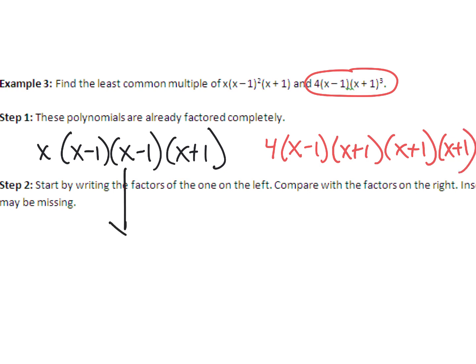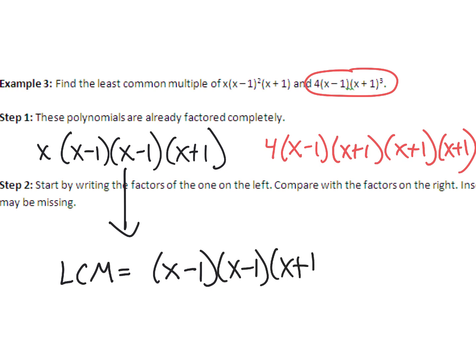I'll bring down what's on the left. So that starts as, I got 2 x minus 1s and an x plus 1. So I have 2 x minus 1s, which means I don't need that. But I only have 1 x plus 1. So I can only get rid of 1 x plus 1 up here. My last job is to insert those missing factors into my answer, which means I have to bring down my 4 and an x plus 1 and an x plus 1.